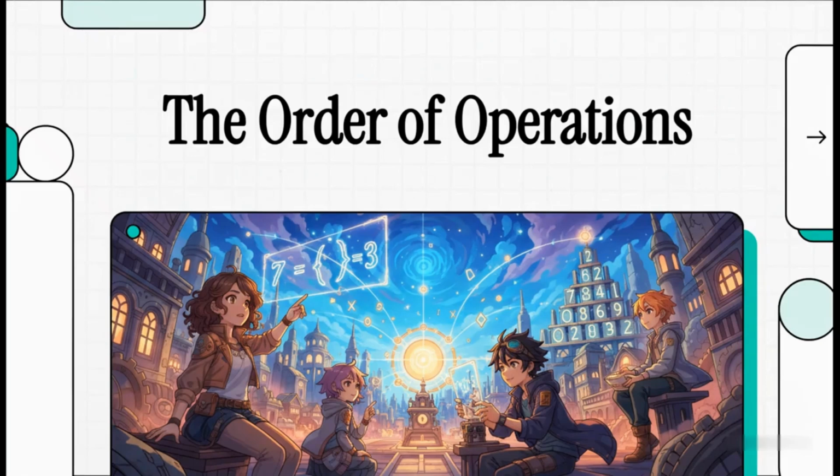Let's talk about the hidden rules of math. You know, this system that keeps everything from falling into total chaos and makes sure we all get the same answer to the same problem. This is all about the order of operations.